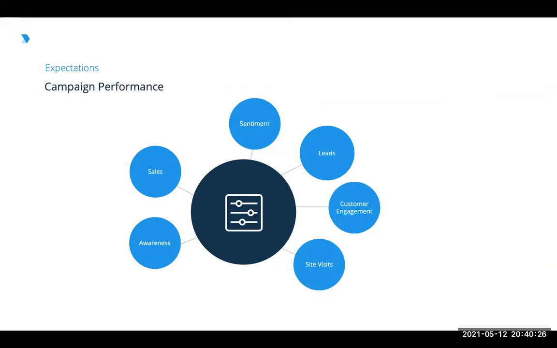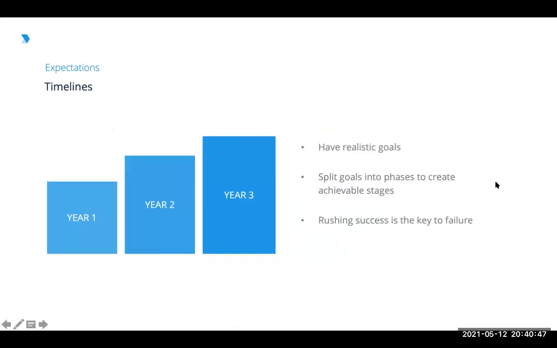Campaign performance, so this is expectations. So these are part of the objectives. As I said, for campaign performance, you want to increase leads by 3% or 10%. You want to increase customer engagement by 5%, 60%, site visits, awareness, sales, and so forth. Those are actually what you put in your objectives.